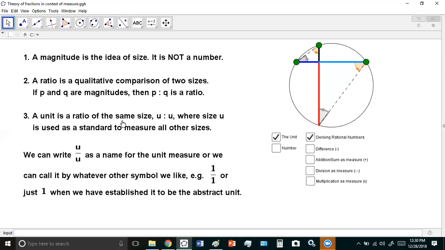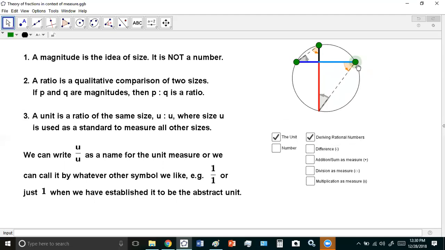A unit is a ratio of the same size. So if U stands for the unit, then U compared with itself is the name we will give to our abstract unit, okay? In other words, that size that we will use to measure all other sizes. So for example, if we consider this black line here to be the unit, then we will use it to give names to all the other sizes, okay, to all these sizes here.